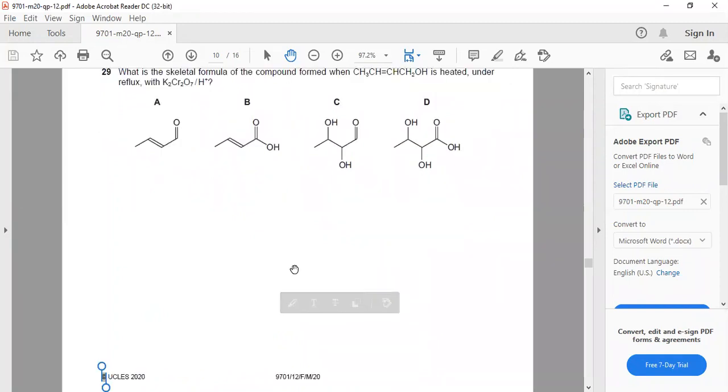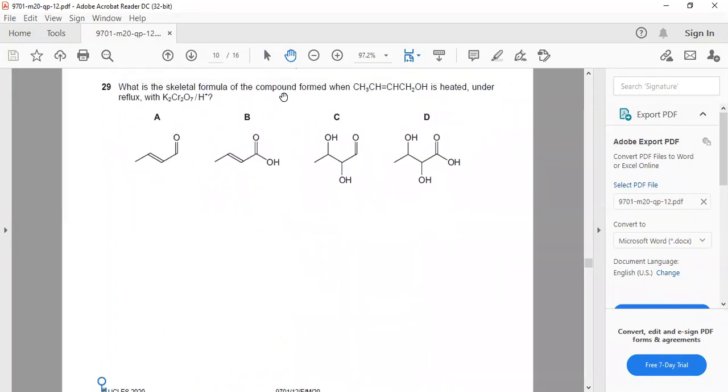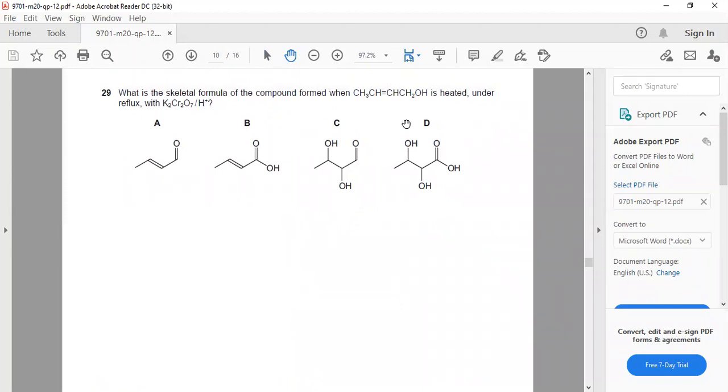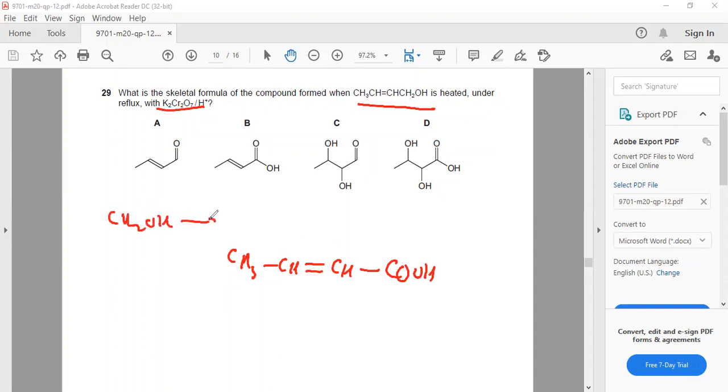29. Which is the skeletal formula of the compound formed when this reaction is heated with dichromate? When it is heated with dichromate, the double bond does not break and CH2OH is oxidized to carboxylic acid. 1, 2, 3, 4. Okay, and 2 and 3 has a double bond also. So B is the answer.